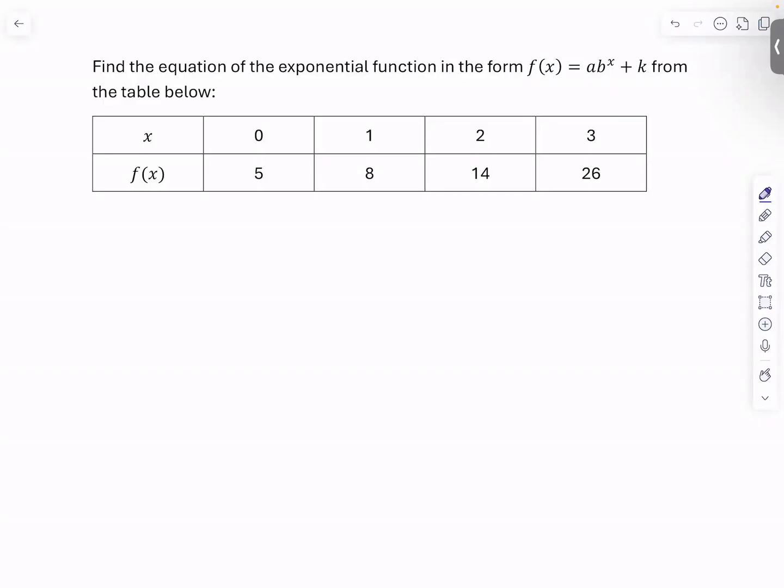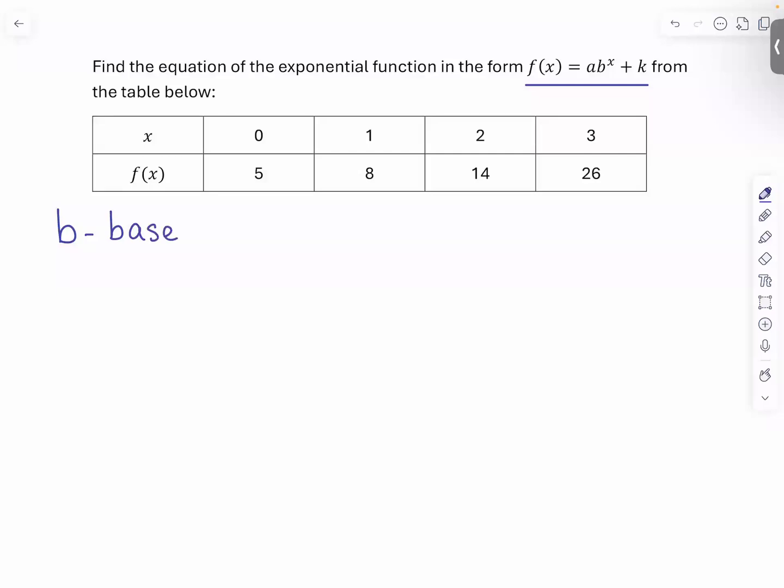Today, I will discuss how to find the equation of the exponential function in the form f of x equals a times b to the power of x plus k when we have values of x and f of x from a table. So first, how to identify the base b. So b is our base.